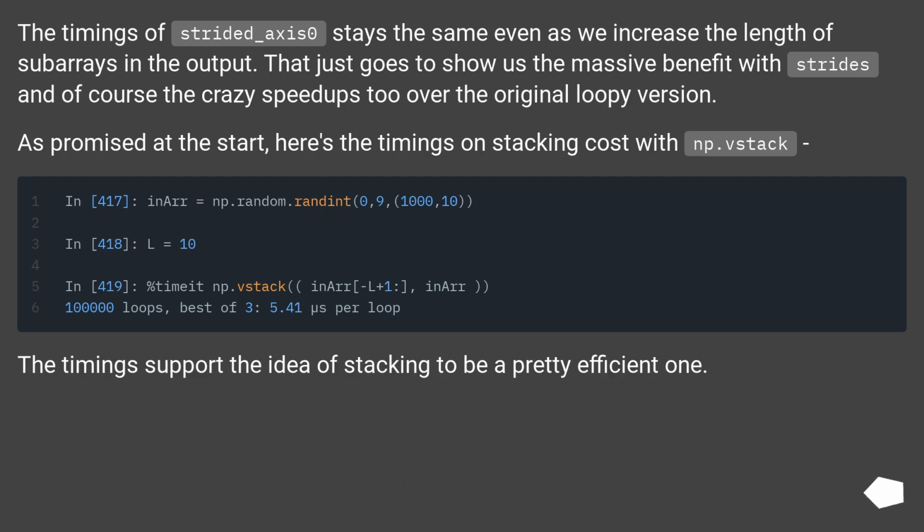As promised at the start, here's the timings on stacking cost with np.stack. The timings support the idea of stacking to be a pretty efficient one.